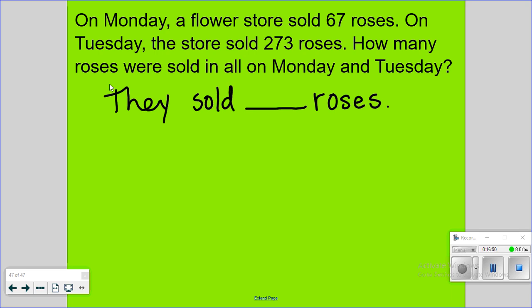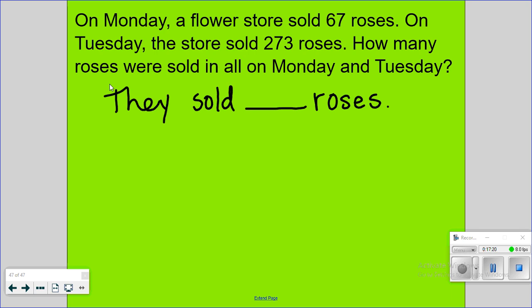Does this sound like we should be counting individuals, or does this sound like I'm counting groups of things? Are my roses sold in groups? Sometimes they're sold in bundles. Does it tell me that they're sold in groups? No. We can kind of guess that maybe they were, but we don't have groups to work with.